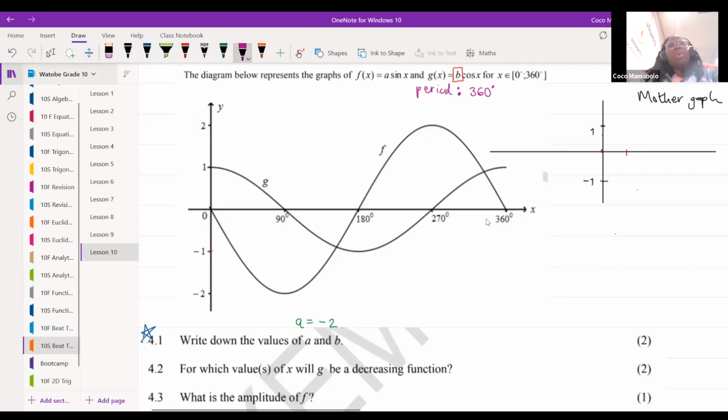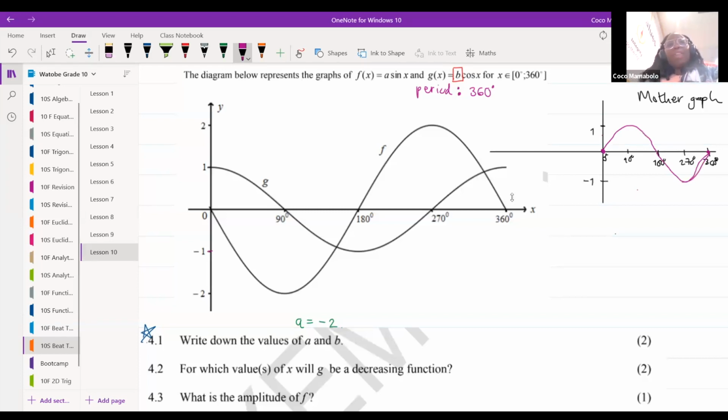Okay, remember the points that we always consider. We consider 0 and 90 and 180 and 270 and 360, right? Then we know that when we're drawing the mother graph of sine, sine of 0 is 0, and we'd go all the way up to 1 at 90, come back down to 180, that would be 0, go down to -1 at 270, and then come back up to 360. Guys, I tried. Okay, so this is how the graph needs to look.